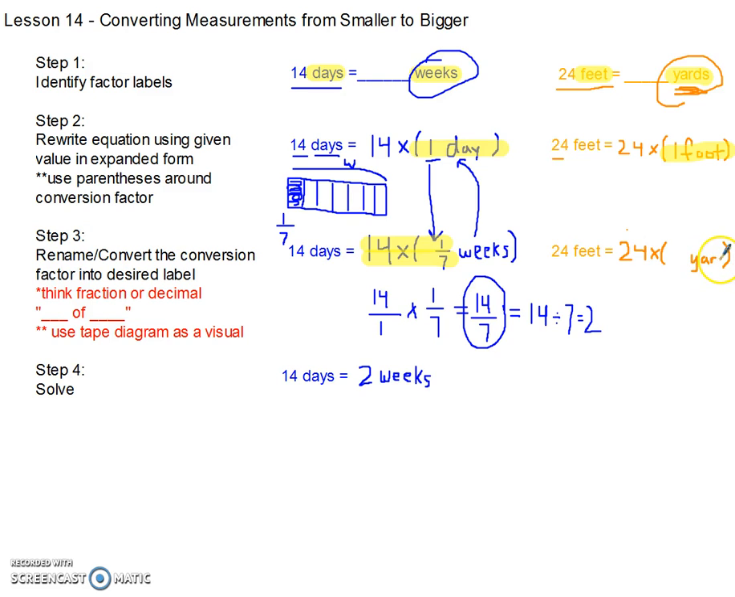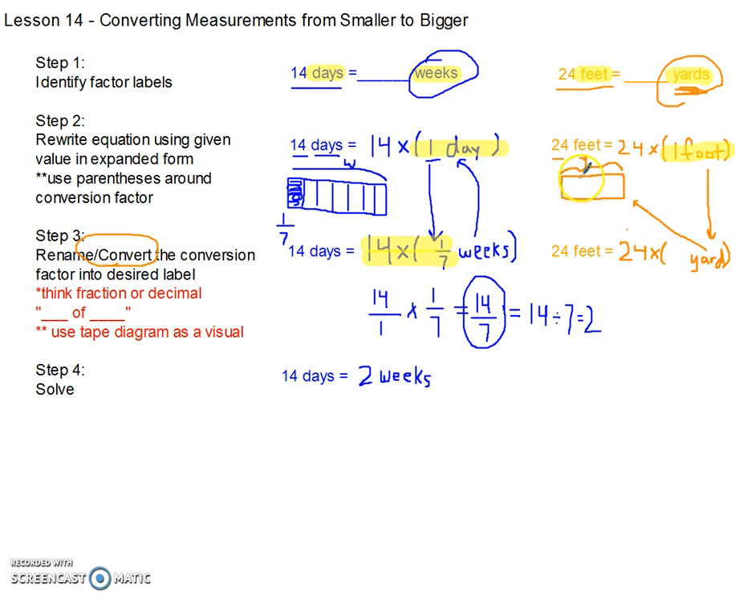And now here comes the hard, or kind of the different part. We want to convert this feet into yards. And because we're going from something smaller into something bigger, we might want to think about it as a fraction or a decimal. And just to show, I'm going to use a tape diagram as a visual. So I'm going to draw my tape diagram. And knowing that this tape diagram is going to signify the whole thing is going to be yards, I'm just going to write a Y for yards.